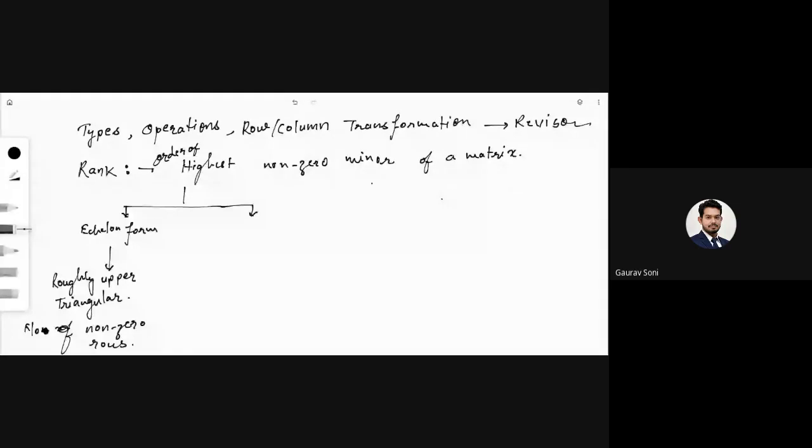Rank of a matrix, order of the highest non-zero minor of a matrix. This was the basic definition that we have seen in the previous lecture. Then there were two methods to find out the rank. One is the echelon form, which is roughly upper triangular matrix. So once you convert a given matrix to roughly upper triangular, then number of non-zero rows will determine the rank of a matrix. So on this we have seen examples.